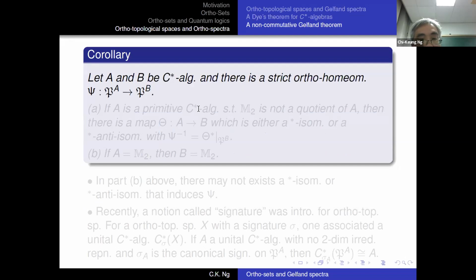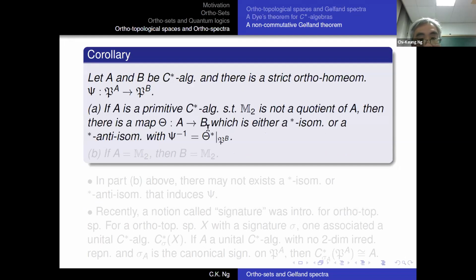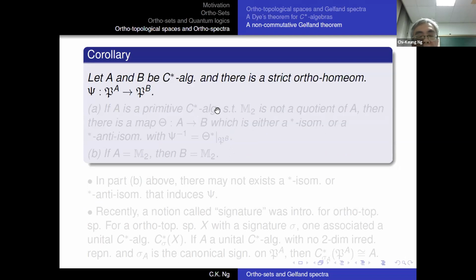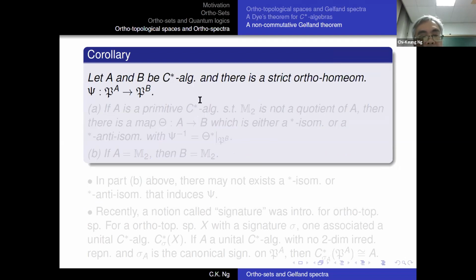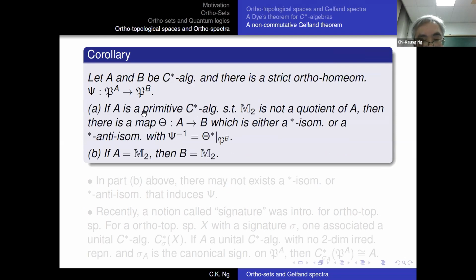An application. If we have two C*-algebras, maybe we just take the simple case. If A is, as in the theorem above, a primitive and stable C*-algebra, then it won't have any two-dimensional irreducible representation.